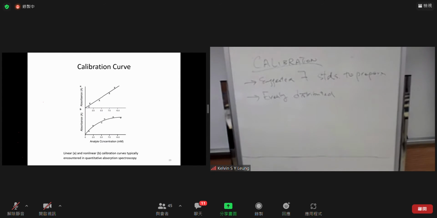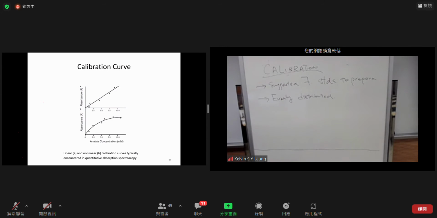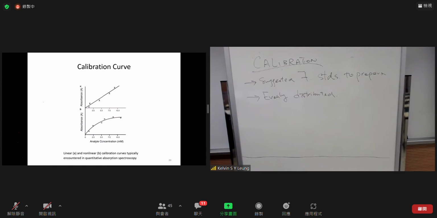So make sure you prepare the concentrations in your calibration curve if you measure with the UV, okay. Even though I say, oh, prepare the 7 concentrations, make sure that those 7 concentrations are within the Beer's law range, okay. So sometimes you will have the linear and sometimes you will have the nonlinear curve that you will obtain, okay.